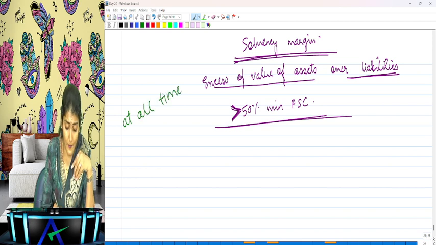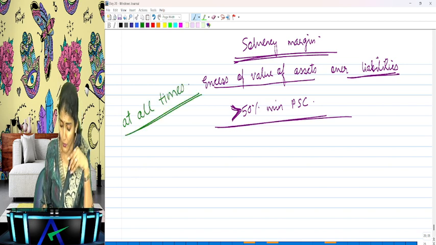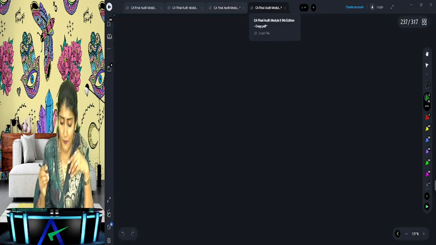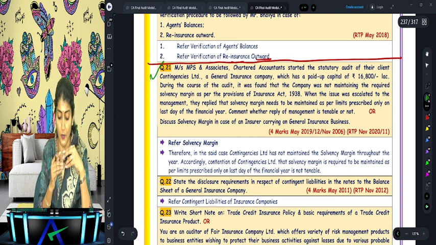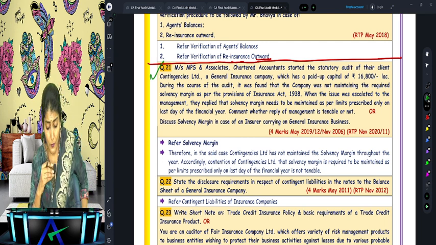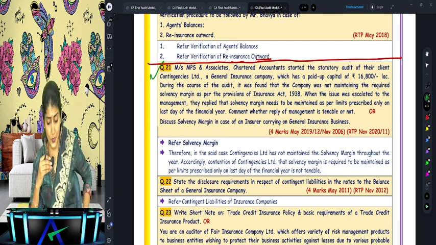at all times. That means for 365 days, not only on the last day of the financial year, right? Question number 21, right? What does it say? Three times this question has been asked in your exams, right?